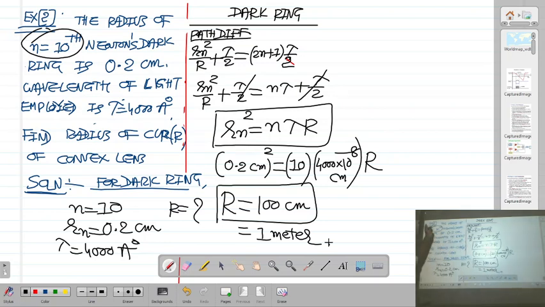Okay, now instead of giving the radius of the 10th dark ring, if I give you the radius of curvature of the lens, 100 centimeter or 1 meter, you can calculate the radius of the 10th dark ring using this equation, r n square equals n lambda R. But please remember, for a bright ring, you have to use the equation r n square upon capital R plus lambda by 2 is equal to n lambda. And for a dark ring, you have to use the equation r n square upon capital R plus lambda by 2 is (2n+1) lambda by 2.